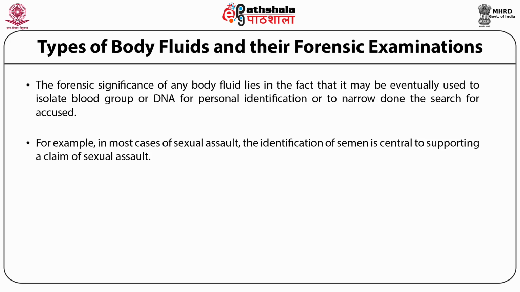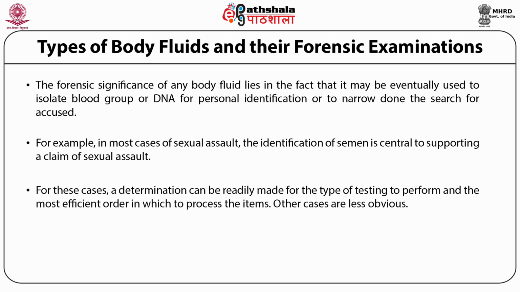Furthermore, semen found on swabs in a sexual assault kit may have more probative value than semen found on clothing or bedding because, along with demonstrating the presence of semen on the complainant, semen can only survive inside a victim for a finite amount of time, whereas semen stains on clothing or bedding can have a much longer duration, depending on whether the evidence is washed. For these cases, a determination can be readily made for the type of testing to perform and the most efficient order in which to process the items.